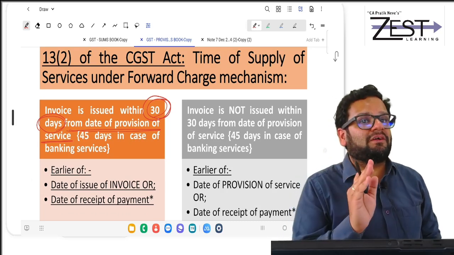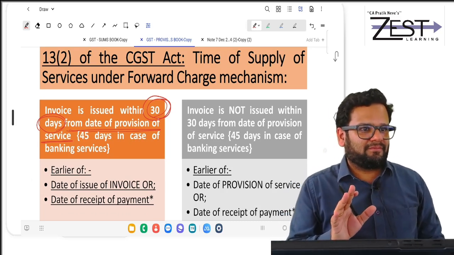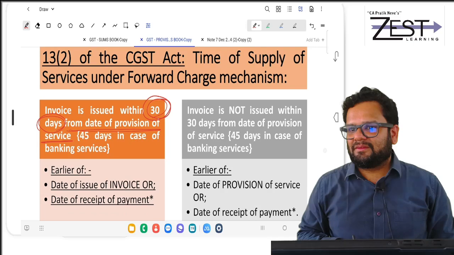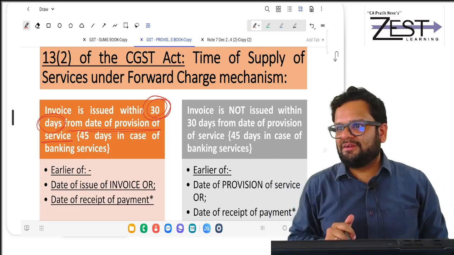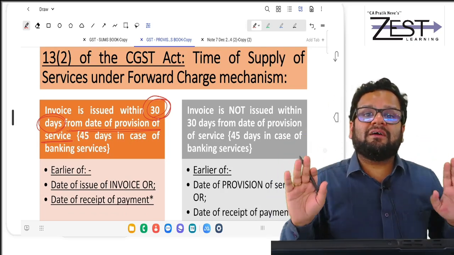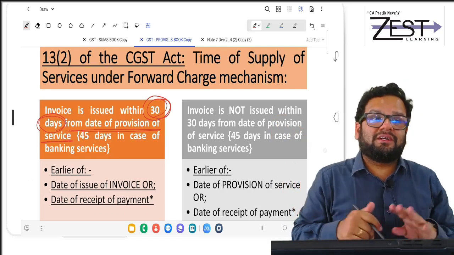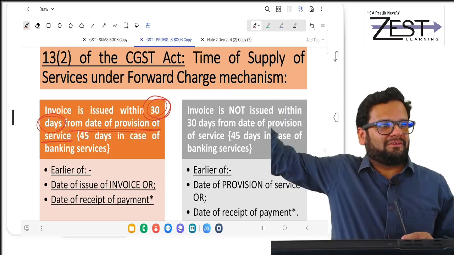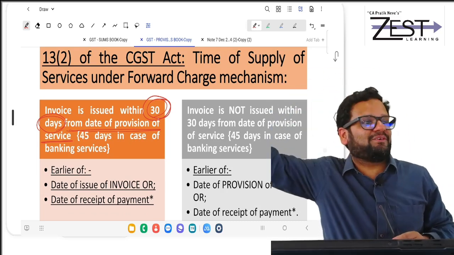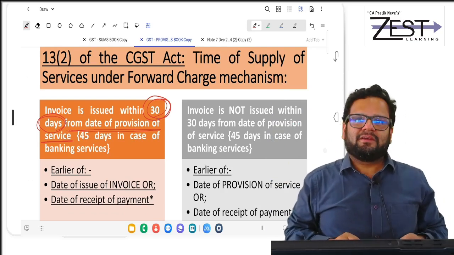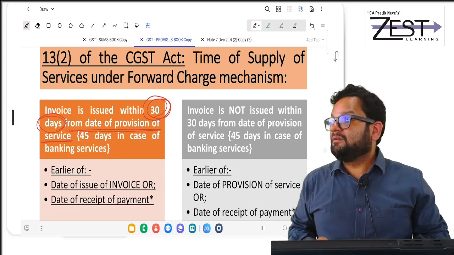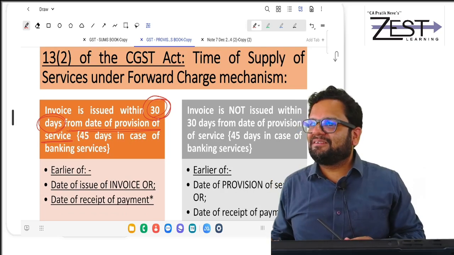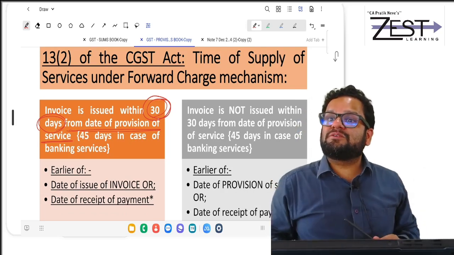If you make invoice by 30 October, then time of supply is 30 October, means date of invoice. But if you fail to make invoice by 30 October, then time of supply is 30 September. Go back to when you actually completed providing the service. Government says this is your punishment. See, preponing time of supply is a punishment. Why? GST becomes payable earlier.